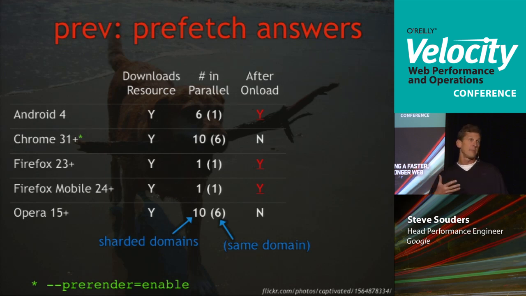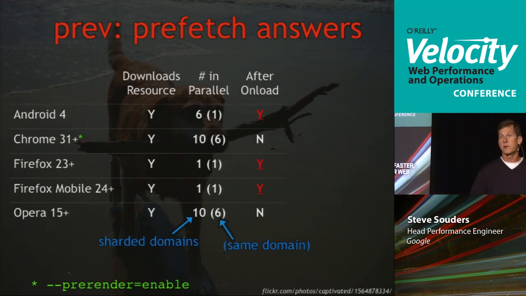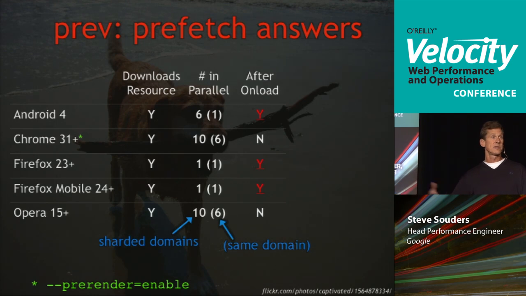So maybe I'd like it better if it was just given the lowest priority of all the downloads that are queued up for this current page. And we see that's what Chrome and Opera do. Well, or at least they don't delay the prefetch.